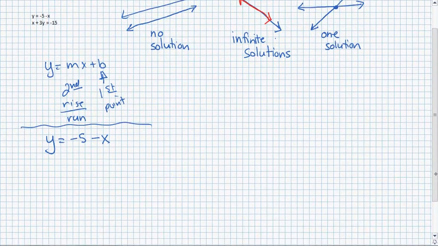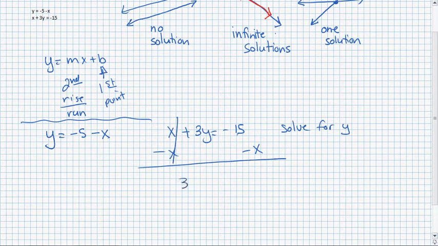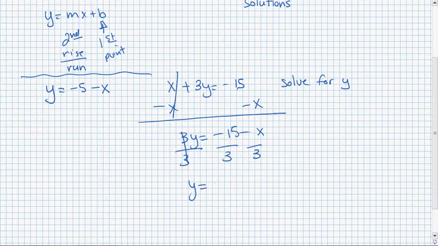But the second equation, x plus 3y equals -15, is going to take some work. So let's do something with that. X plus 3y equals -15. I want to solve this for y. I want to get y by itself. So the first step I'll take is to subtract x on both sides. That leaves me with 3y on the left, -15 minus x on the right. Then I'll divide through each term by 3. And now I have just y on the left.